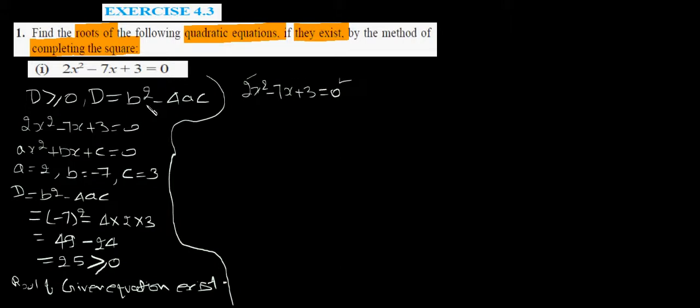So what I will get is x square minus 7 by 2 x plus 3 by 2 is equal to 0. Remember, this is a very important step. You have to get rid of the coefficient of x square. So to get rid of this, I have divided this equation by 2. So this is now the final equation which I have got.